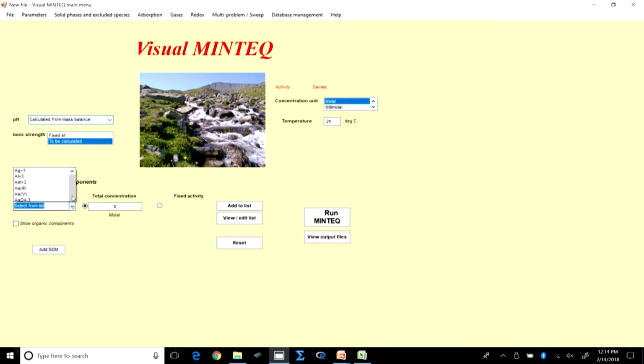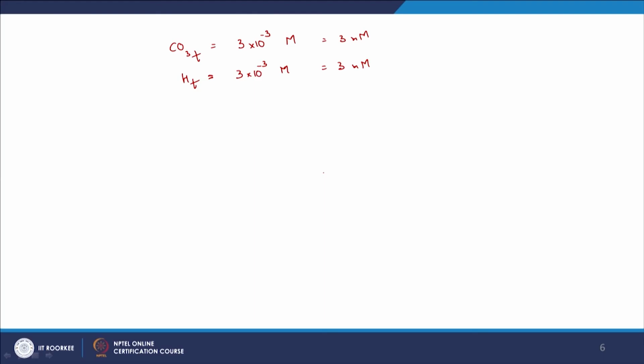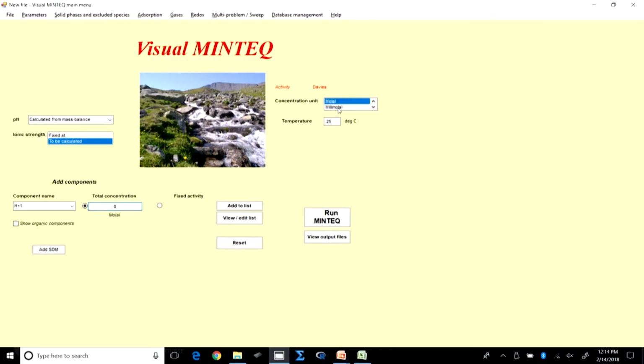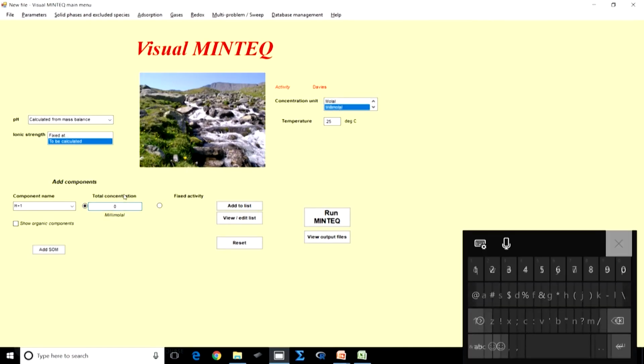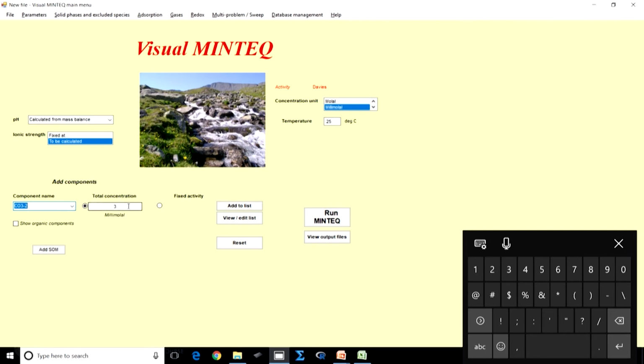So what else now? I need to plug in H total, and where is H total? Here, H total, and as you remember, I think that was 3 millimolal, right. I am going to use the millimolal units, and that is 3 millimolal, right. So I am going to add that to the list, and same case with CO3 total, and that is again 3 millimolal, I believe. Add that to the list, right.